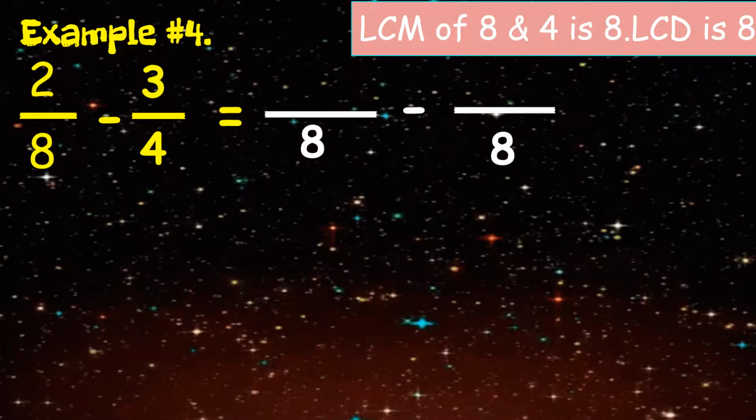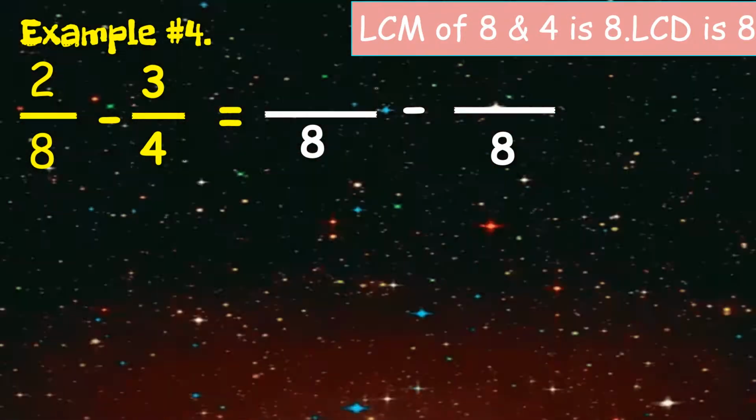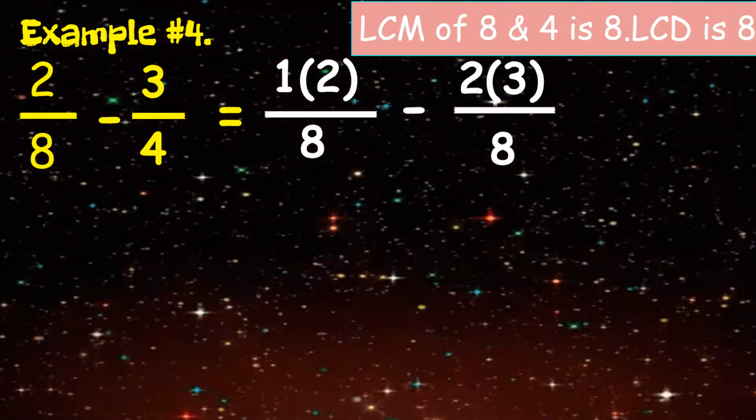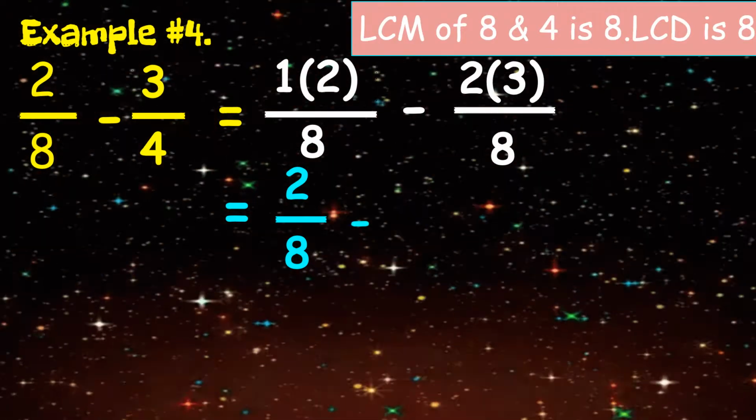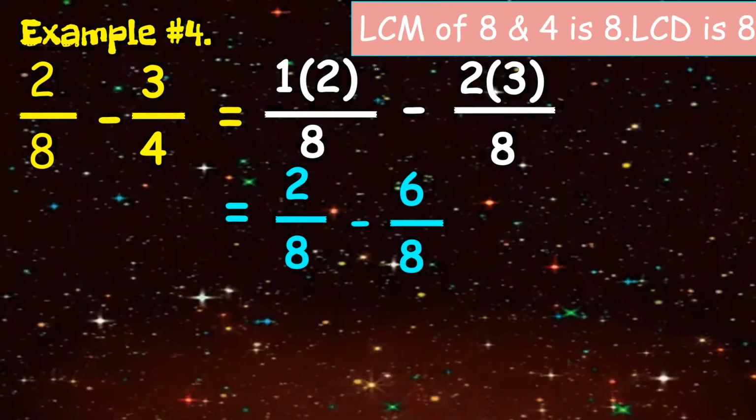Divide it by both of them. 8 divided by 8 is 1. Multiply it by the numerator, which is 2. 8 divided by 4 is 2. Multiply it by the numerator, which is 3. Then perform. 1 times 2 is 2. 2 times 3 is 6. So we already have similar fractions.